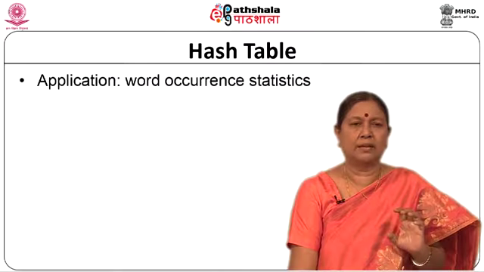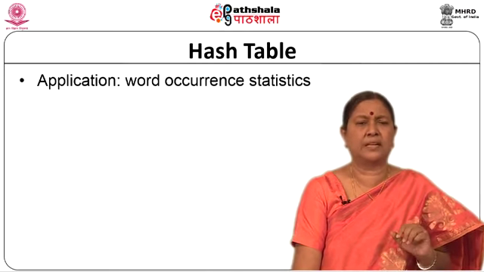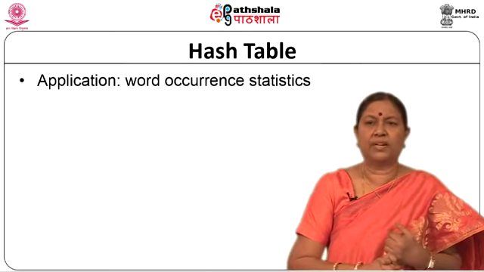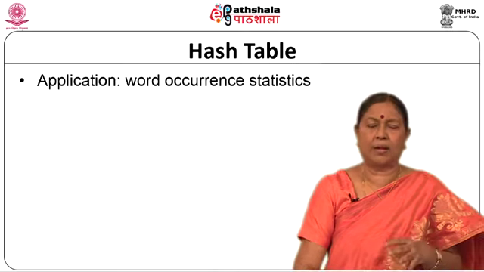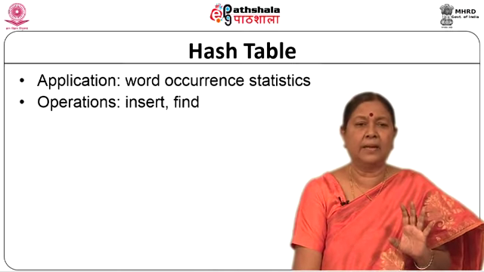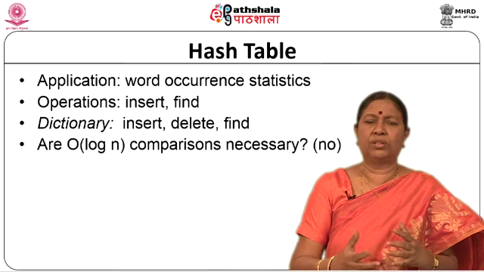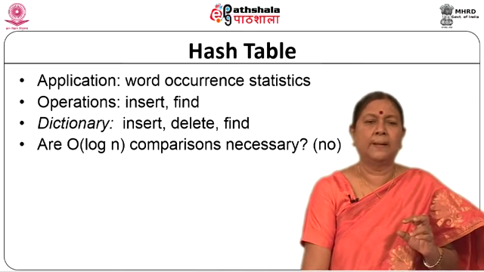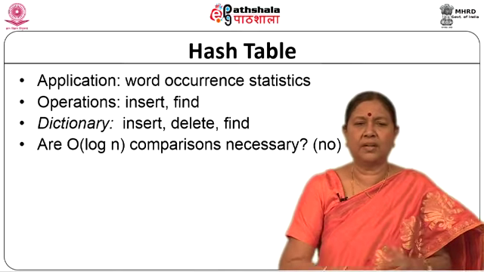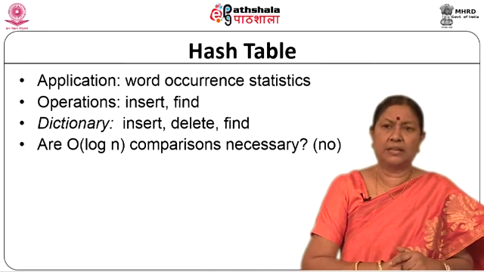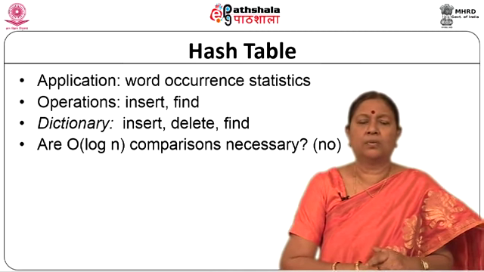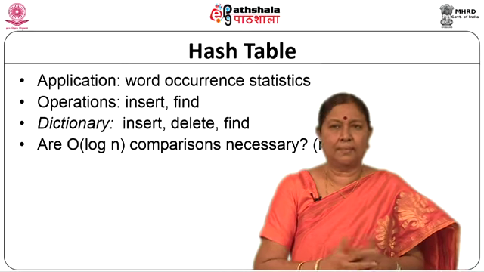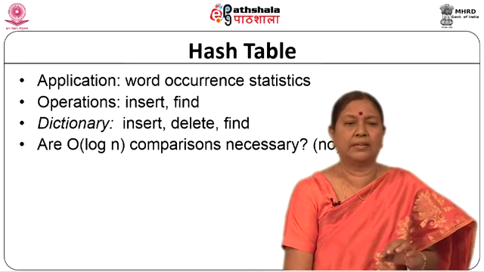So, now let us take the application of this hash table when you want to find out the word occurrence statistics for operations like insert and find. For a dictionary, normally you use it for insert, delete and find. Find is very important. Is it necessary to do an order of log n comparisons? We should not have to do that.